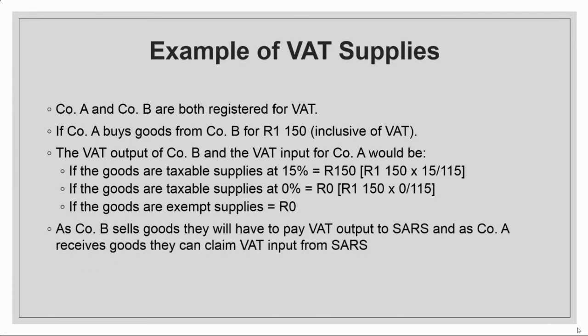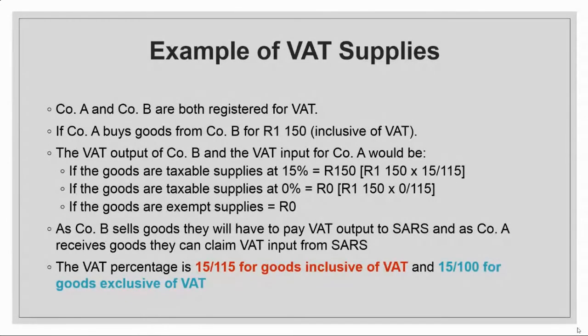Okay, now as company B sells the goods, they will have to pay the VAT output to SARS. Okay, so company B pays over VAT to SARS, and company A that received the goods, they would have claimed the input VAT from SARS. So they would have received a refund from SARS for that amount.